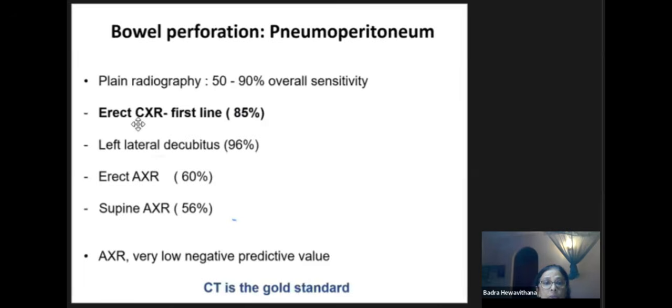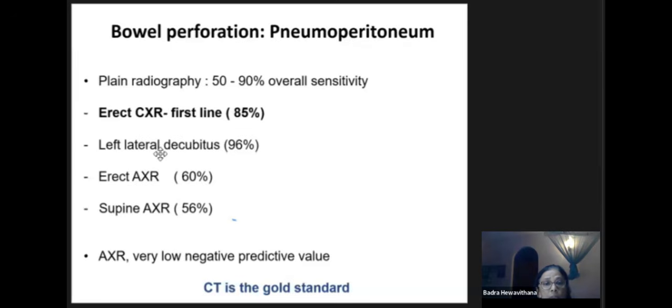Then bowel perforation. Next to small bowel obstruction, this is the other thing. Any surgeon should be able to pick it up. On plain radiography, you can see 50 to 90% overall sensitivity, but if you take an erect chest X-ray, that is the first line, if the patient can stand, but that may not be the scenario all the time. You may think of operation, but the patient can't stand and pose for an erect X-ray. If the patient can pose for an erect chest X-ray, that is the first line and shows about 80 to 90% of the time the bowel perforation or intraperitoneal gas.